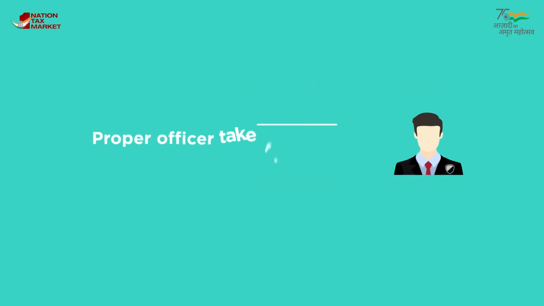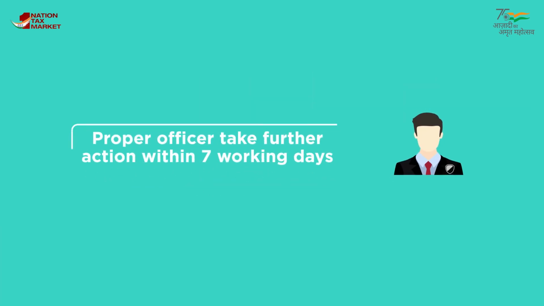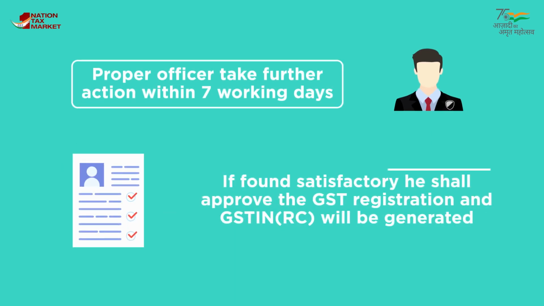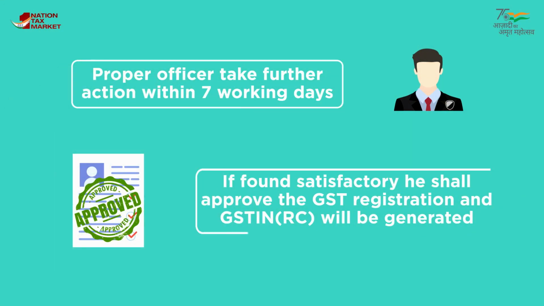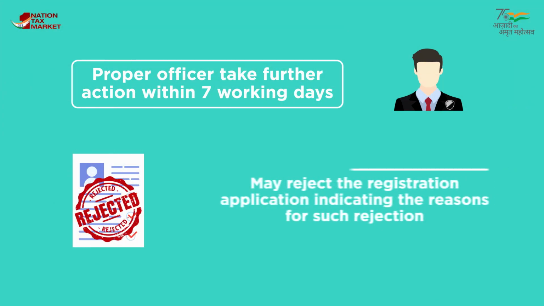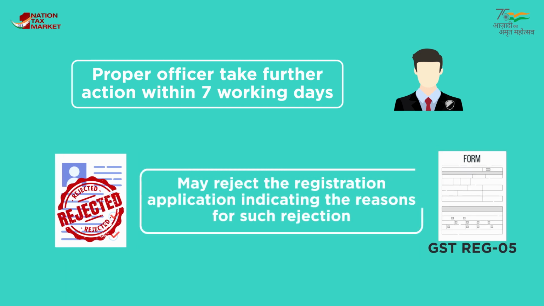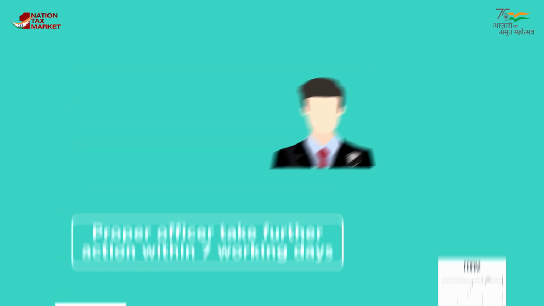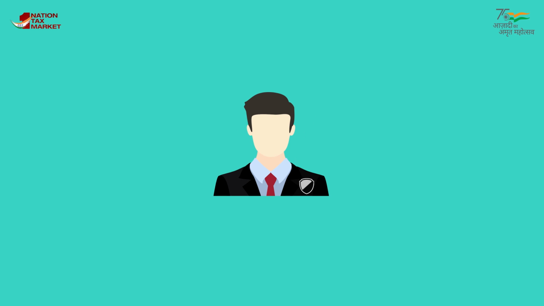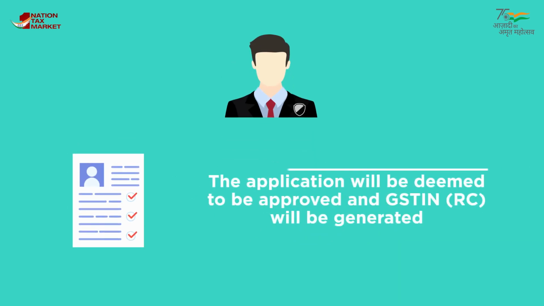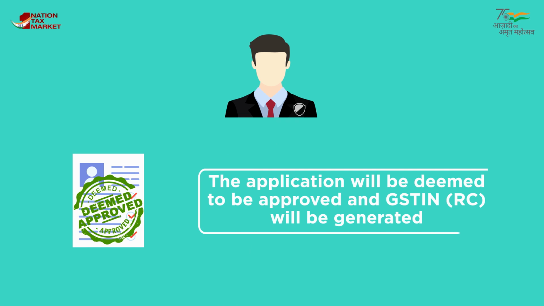The proper officer will take further action on that reply within 7 working days from the date of the receipt of such clarification or information or documents. If found satisfactory, he shall approve the GST registration and the GST registration certificate will be generated, or else may reject the registration application via GST REG-05, indicating the reasons for such rejection. If the proper officer doesn't take any action in 7 working days, the application will be deemed to be approved and the GST registration certificate will be generated.